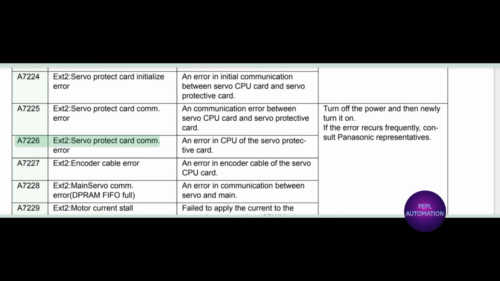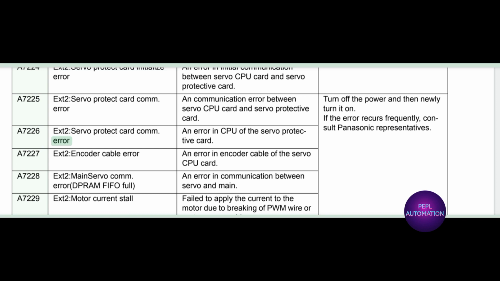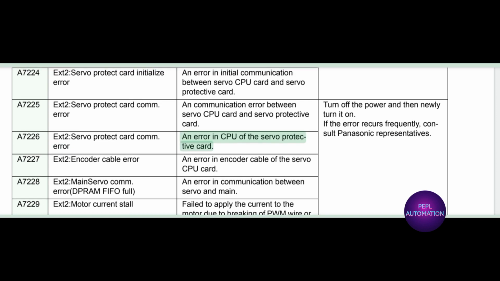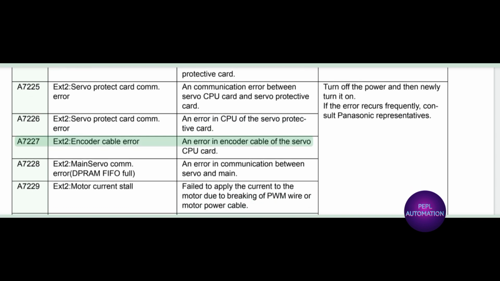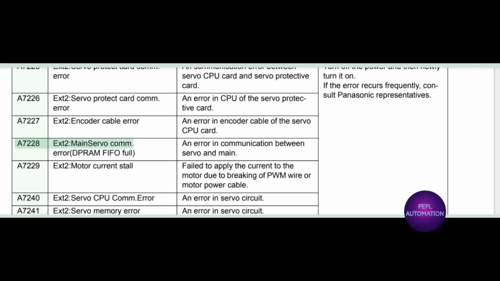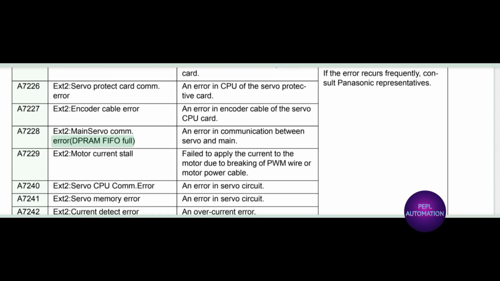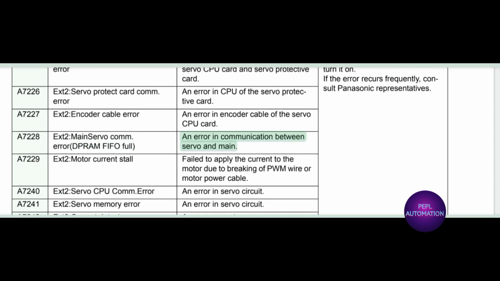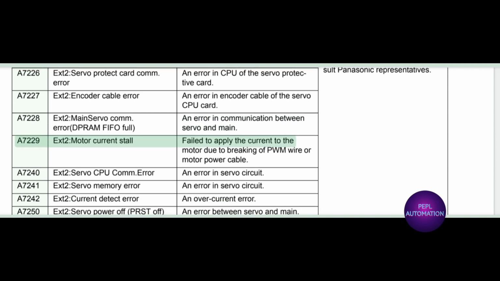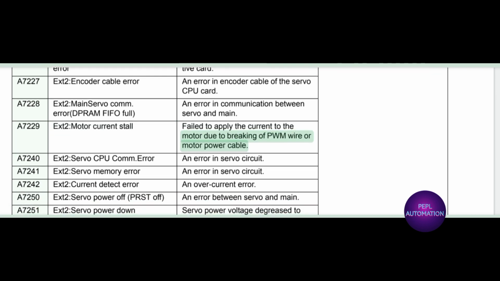A7226X2, servo protect card COM error. An error in CPU of the servo protective card. A7227X2, encoder cable error. An error in encoder cable of the servo CPU card. A7228X2, main servo COM error, DPRAM FIFO full. An error in communication between servo and main. A7229X2, motor current stall. Failed to apply the current to the motor due to breaking of PWM wire or motor power cable.